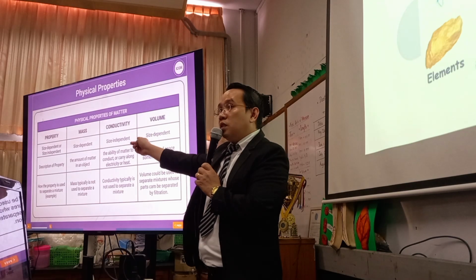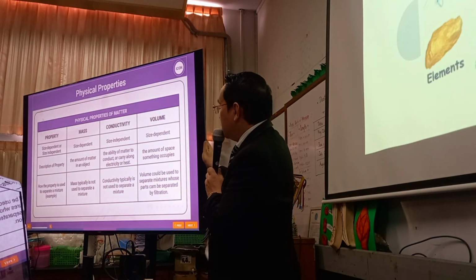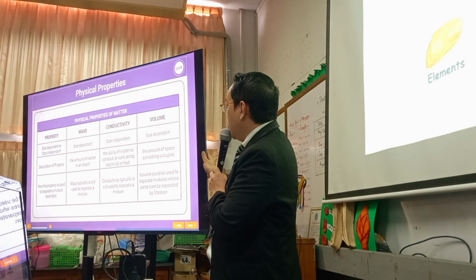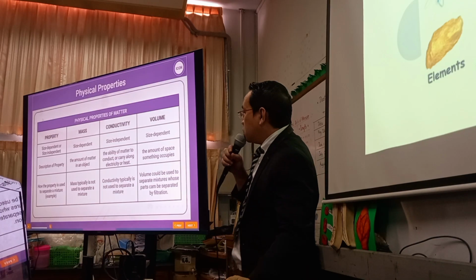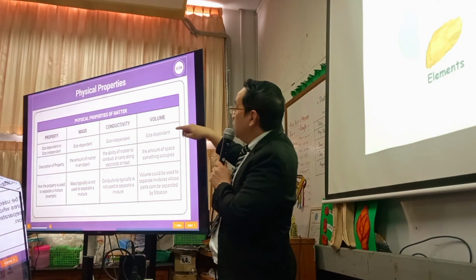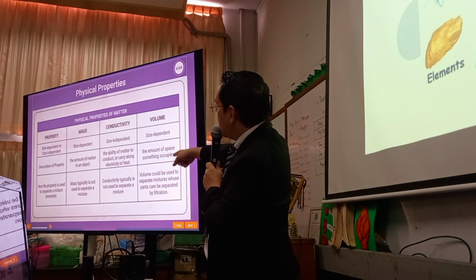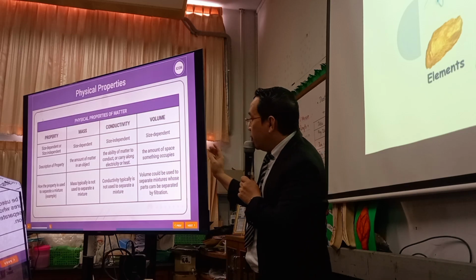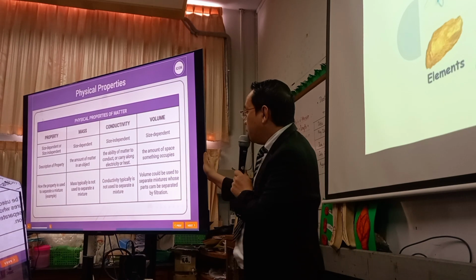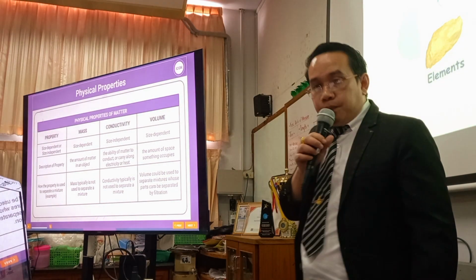When it comes to conductivity of heat and electricity, it can be size dependent. It is the ability of matter to conduct or carry along electricity or heat. Conductivity is typically not used to separate a mixture. Then the volume would be size dependent. Volume is the amount of space something occupies. Volume could be used to separate mixtures whose parts can be separated by filtration.